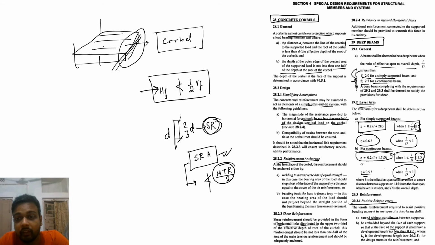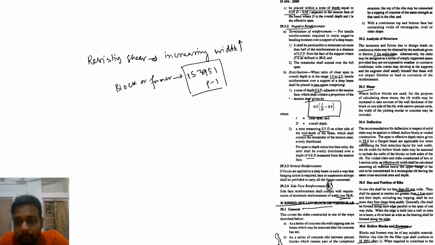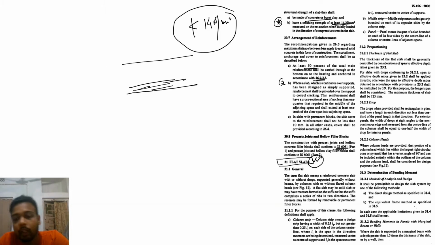Last video we talked about the concrete corbel, then we talked about the dip bin, then we discussed the ribbed slab, you can say hollow slab. Today I will talk about the flat slab. Okay, so first is your general consideration.